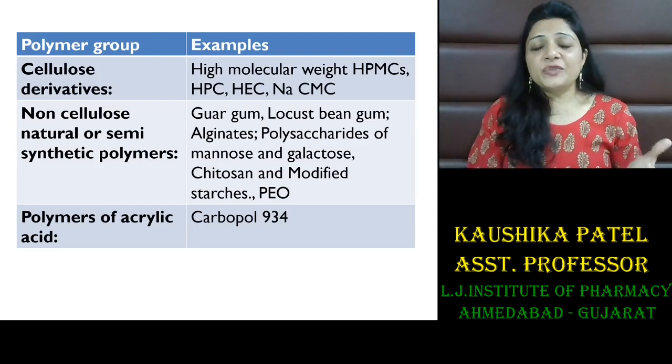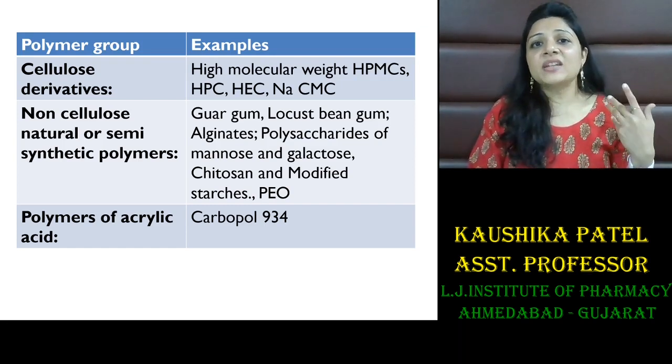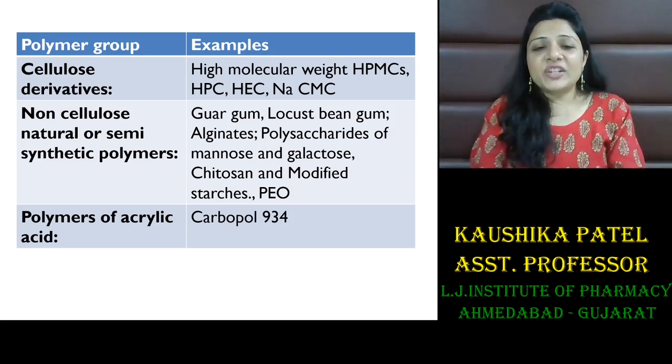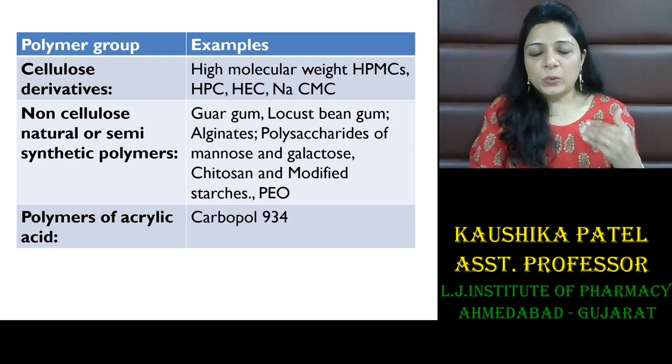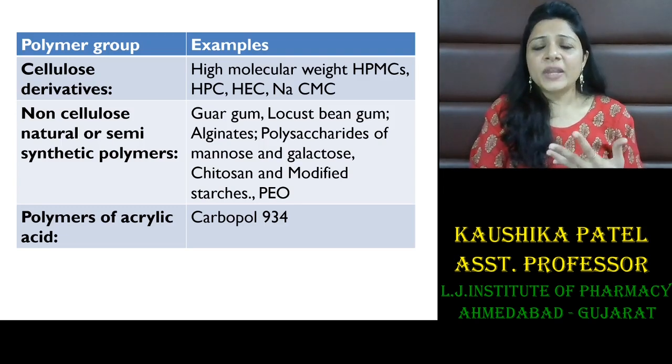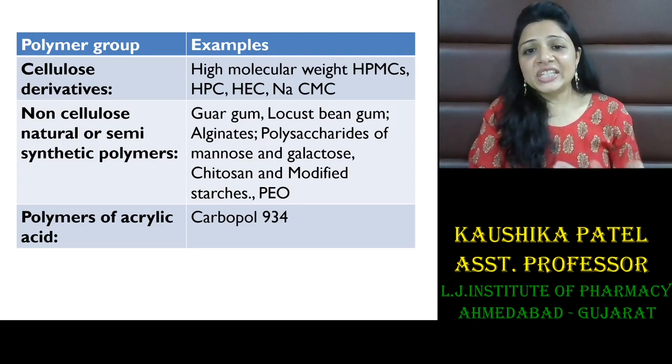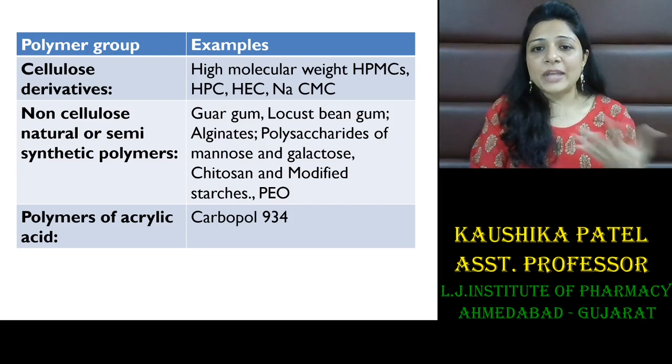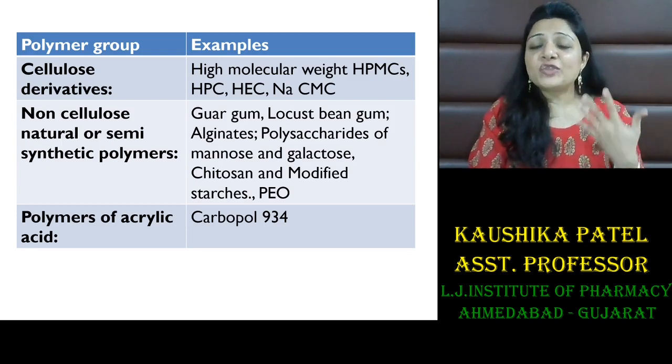What are the different hydrophilic polymers that can be used? You can have cellulose derivatives like HPMC, HEC, HPC, sodium CMC. All the cellulose derivatives are hydrophilic in nature except ethyl cellulose. Only ethyl cellulose is hydrophobic in nature. Then you can use non-cellulosic polymers like gums. You can use guar gum, xanthan gum, locust bean gum, karaya gum. You can use chitosan, alginates, mannose, galactose, modified starch, polyethylene oxide. All these are hydrophilic polymers.